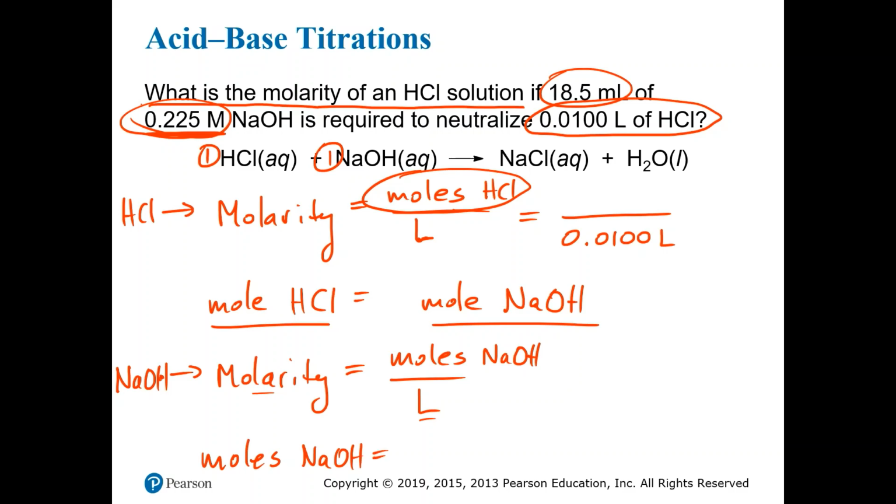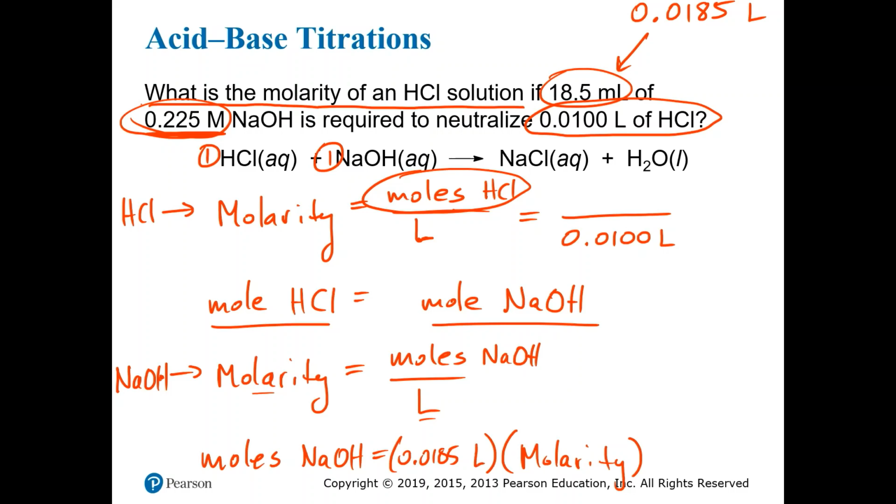In other words, we're rearranging this equation to solve for moles of NaOH by taking the volume in liters and multiplying it by the molarity. This means that we have to take the volume, which is given to us in milliliters, and convert it to liters by dividing by 1,000. So you get 0.0185 liters of solution. And so that's what goes into this first part here, 0.0185 liters.